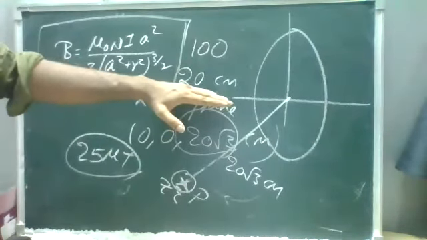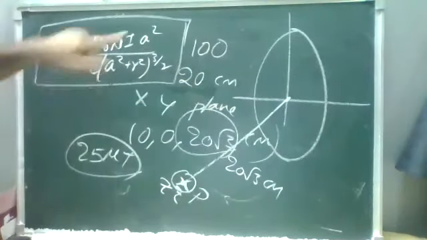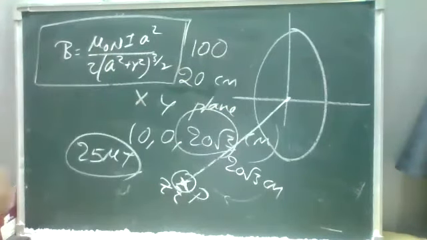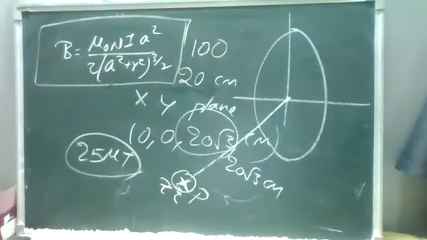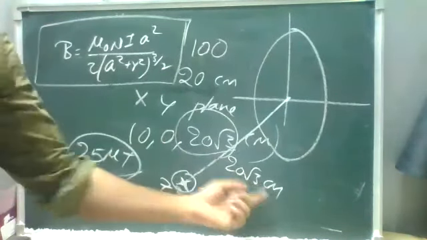Remember, A is nothing but your radius, A is 20 centimeters. R is the distance between the center and the point P where we need to find the magnetic field. R is, yes ma, 0.2 root 3, yes 0.2 root 3, because it is in centimeters and we have to convert into meters.